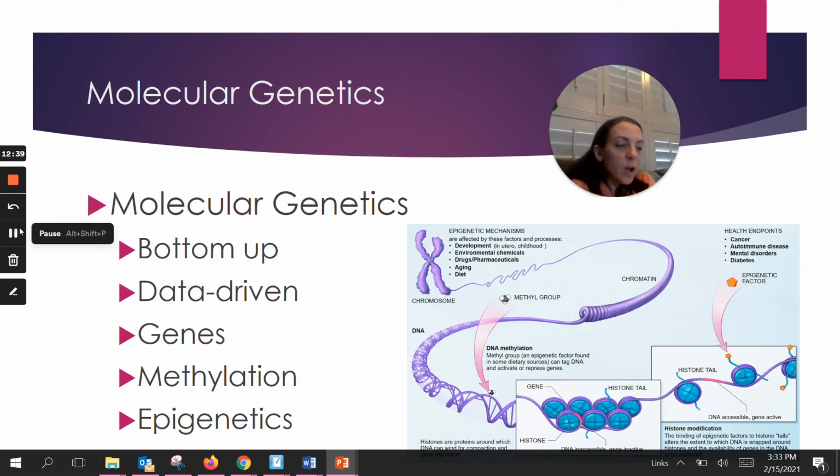Molecular genetics assumes that the structure of DNA affects behavior. They use a bottom-up approach, a method-to-theory approach in which they examine how specific genes influence behavior. And their approach is data-driven. So a genome is scanned to find associations between individual genes and the phenotype. So they're looking for individual genes that are related to disruptive behaviors.